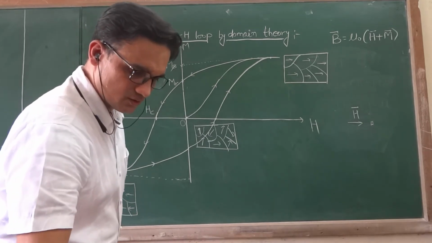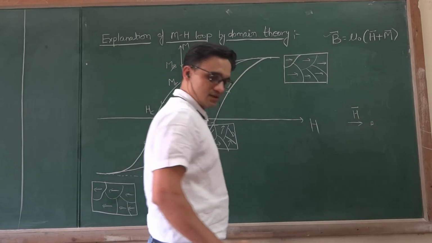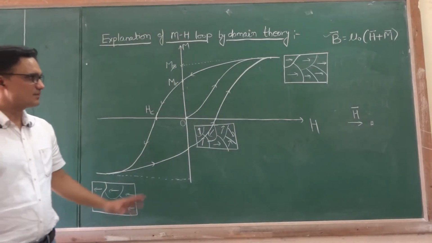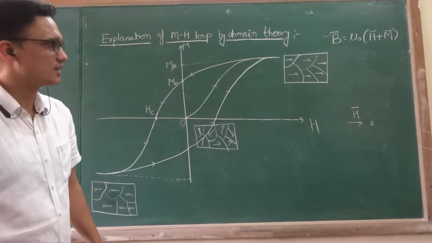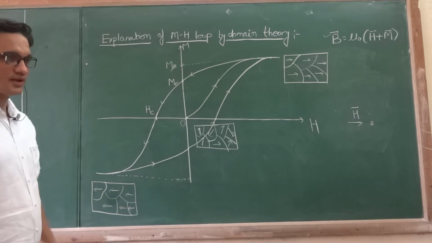So you can even plot the curve of B and H. If you want to calculate the value of the total magnetic flux density, then you can plot the curve of B and H. The same kind of response you will record in the case of the BH loop, and similarly you are getting the MH loop over here.